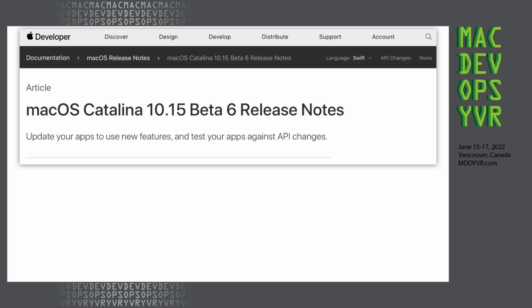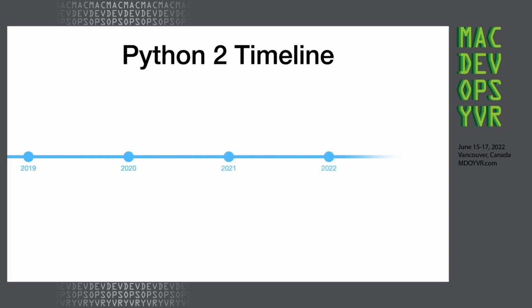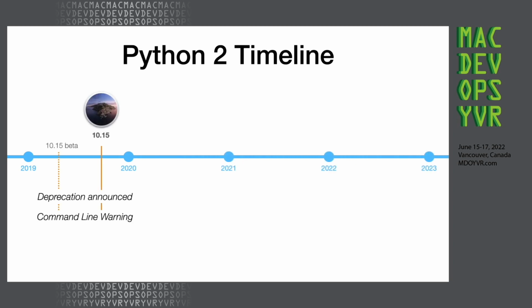Back in 2019, in the macOS beta release notes, we got this line that scripting language runtimes such as Python, Ruby, and Perl would not be included in future macOS, especially Python 2.7 because it was end-of-lifed by the Python organization. Apple didn't have much choice in there, so it was fairly obvious that this would be the first target. So in 2019, in the 10.15 beta, the deprecation was announced. And it got this command line warning that it will be deprecated and removed, use something else, if you used it from the command line. Perl and Ruby got the same command line warning, by the way.